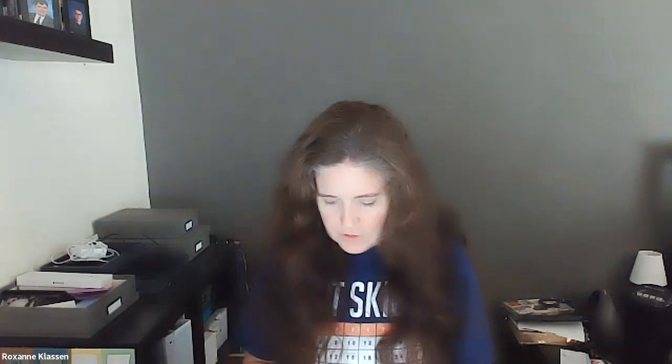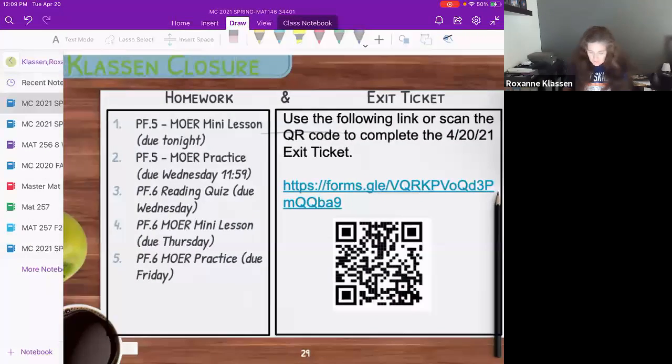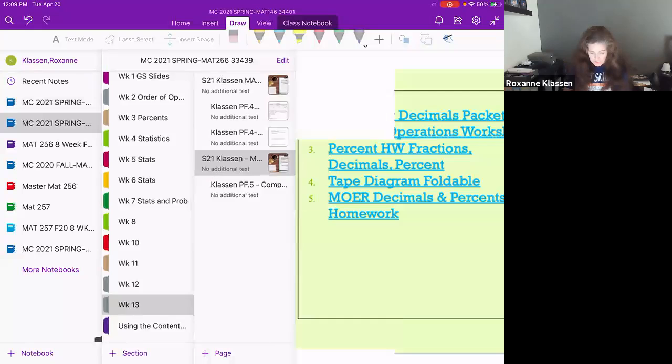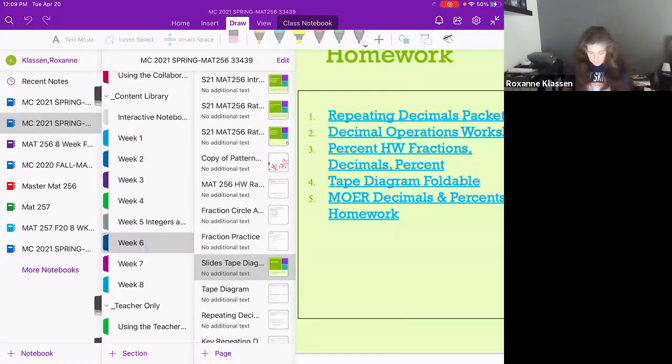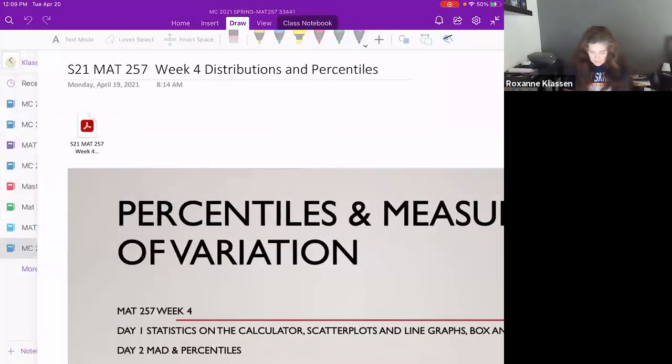Let me start sharing. Oh, I have a boring shirt today. I mean, it's an oldie, but it's a goodie. I just don't have any new shirts. I apparently need to go shopping. Quarantine has made us not shop, right?